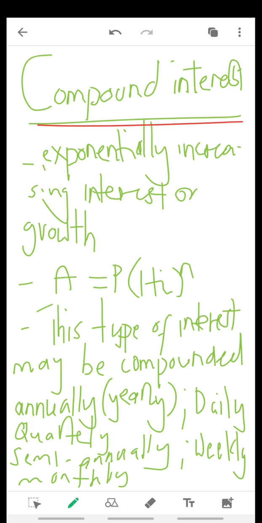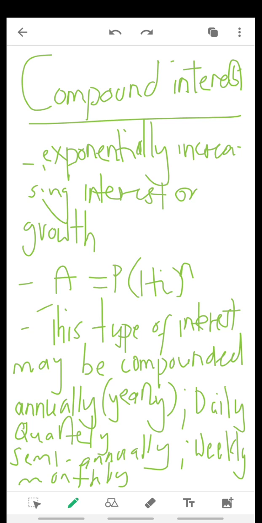Now, compound interest, the second type of interest that we have. Here we do not have a fixed interest amount. Here we have an exponentially increasing interest or growth. So what is the meaning of this? The meaning is that if, for an example, you borrow 10,000, and then in 1 month's time when you start repaying back, interest is, let's say, 400 rand. In the second month, it won't be 400 rand.